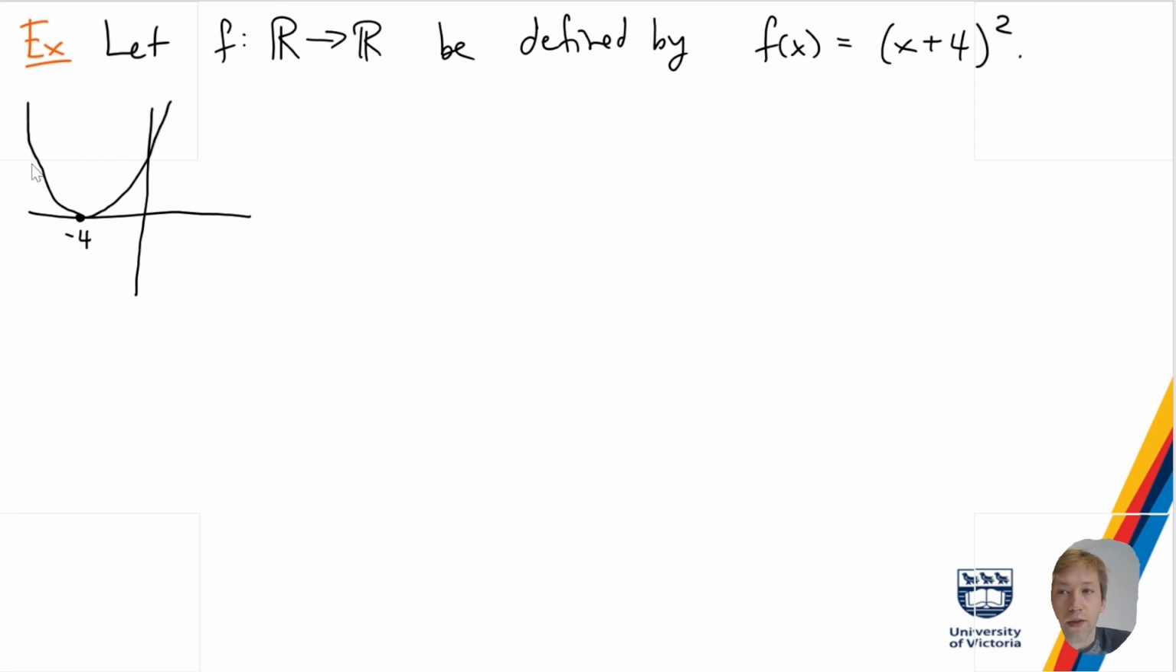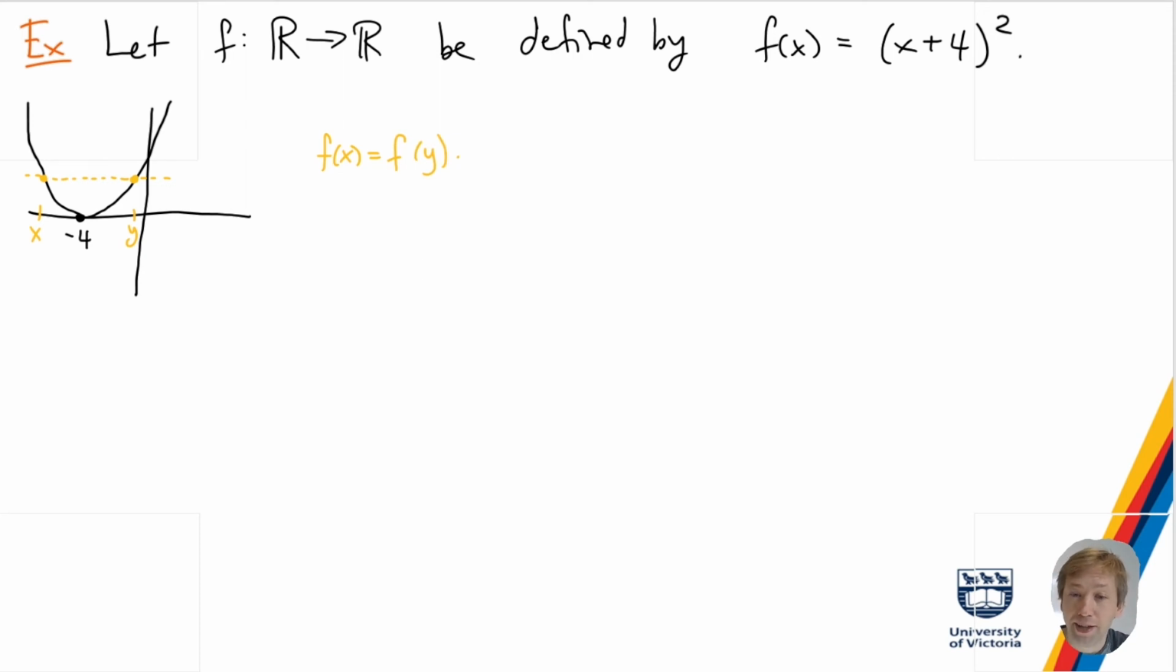How do I know that this is not injective? Well, the question of whether a function is injective is, are there two different values which have the same output? And here we can clearly see that there are, because if I take a sort of horizontal line here, it cuts through the function twice. So if I take this to be my x and this to be my y, then definitely f of x is equal to f of y.